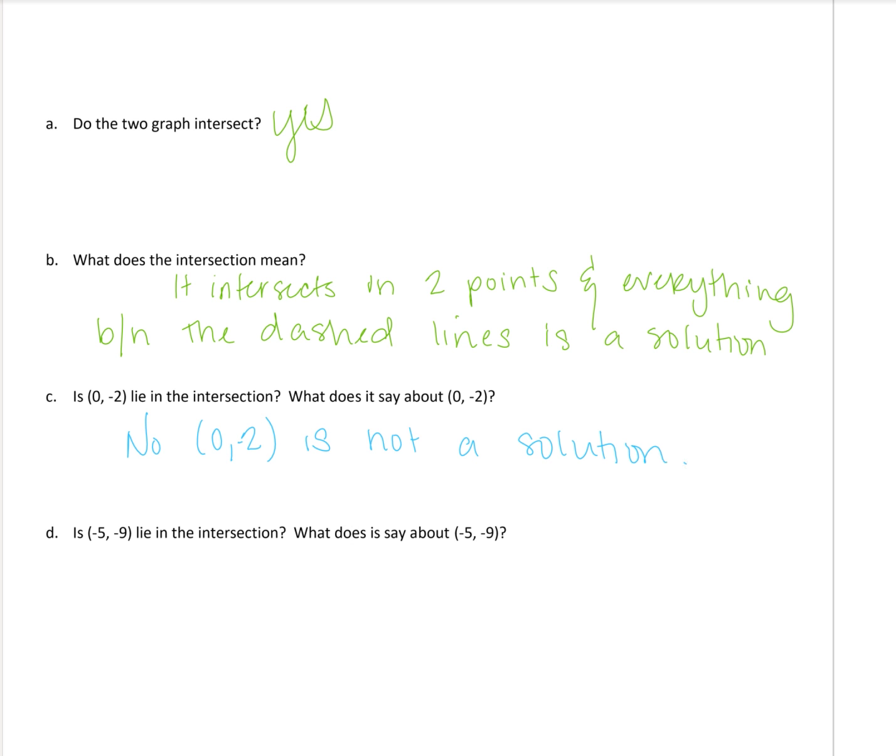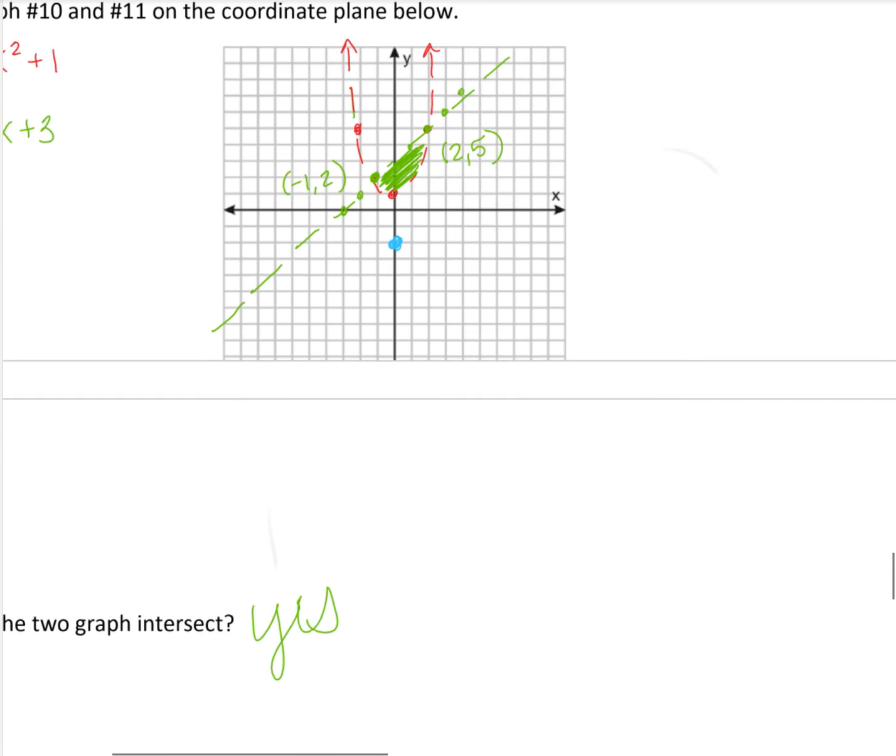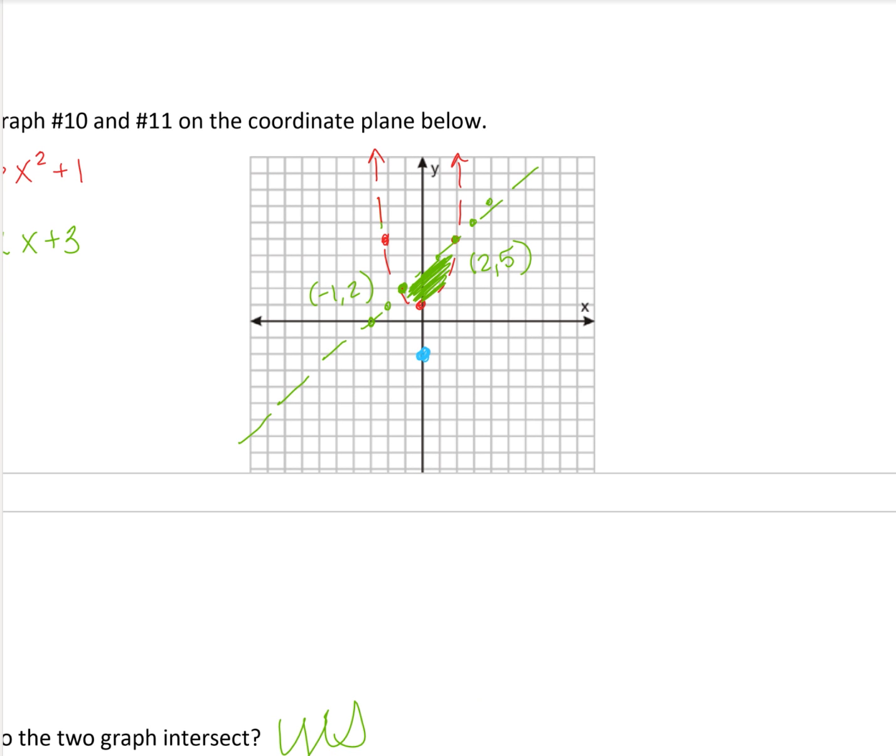Now it asks, is -5, -9 in the intersection? Well, again, I'm going to try to plot it. -5, 1, 2, 3, 4, 5, and I'm somewhere down here. Well, that of course also does not occur in my solution.